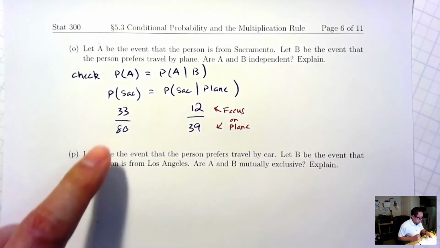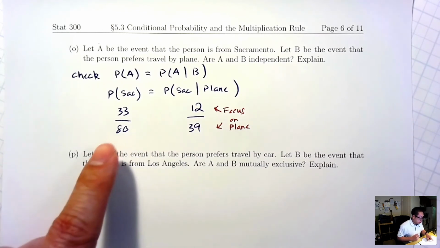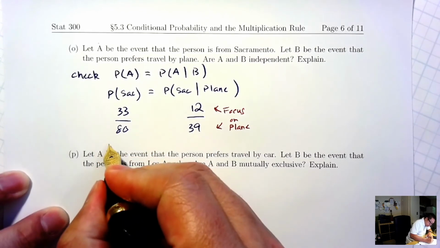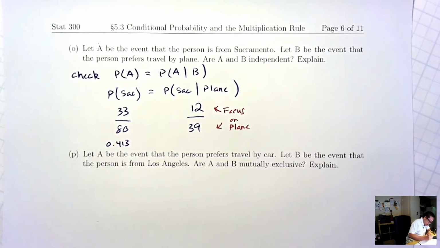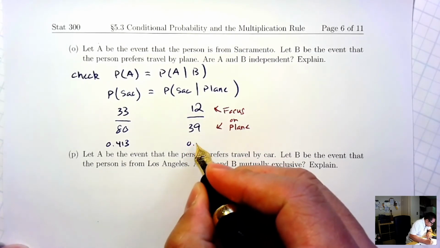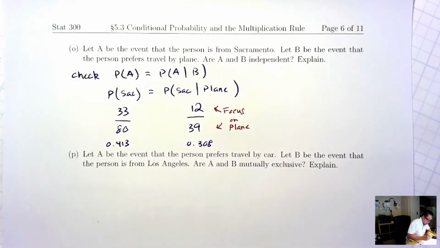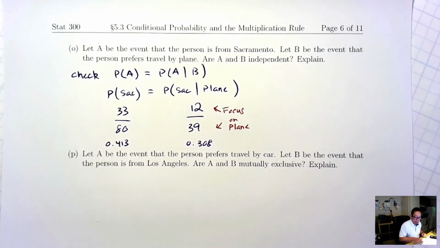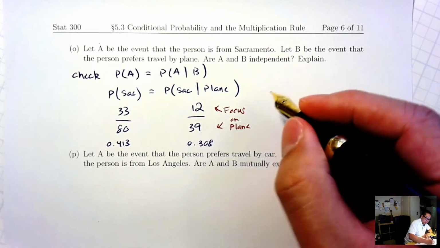Okay, so I am going to compute this out just to check. We're checking whether or not these two things are equal. So 33 over 80 is 0.413. 12 over 39 is 0.308. Okay, so what is the conclusion? Are A and B independent? If they're equal, they're independent. If they're not equal, they're not independent. So our conclusion here is not independent.